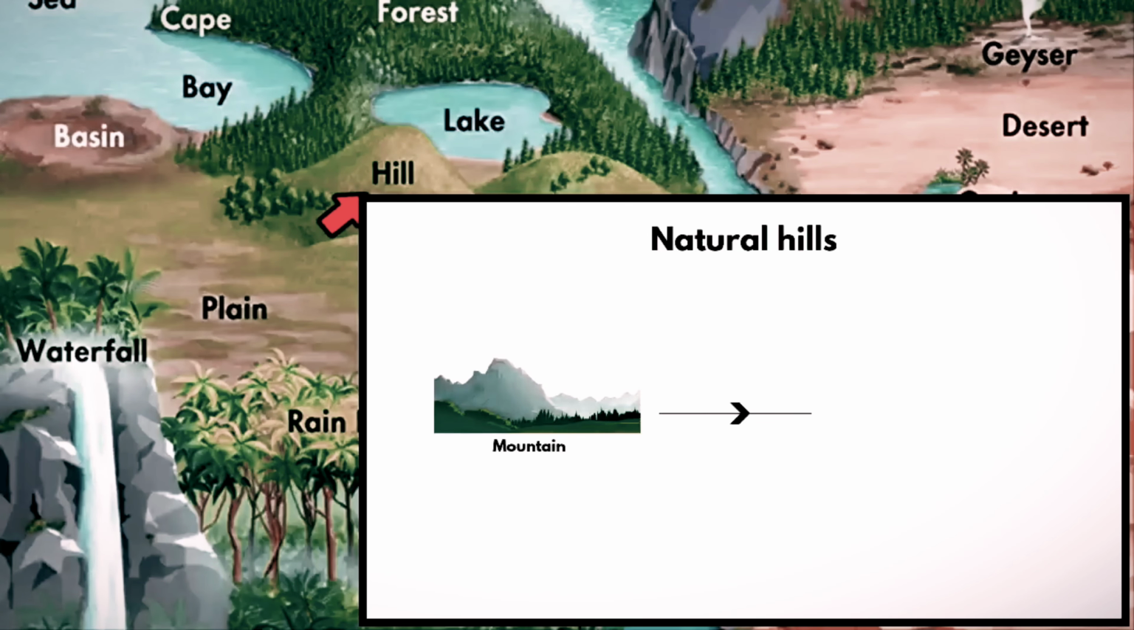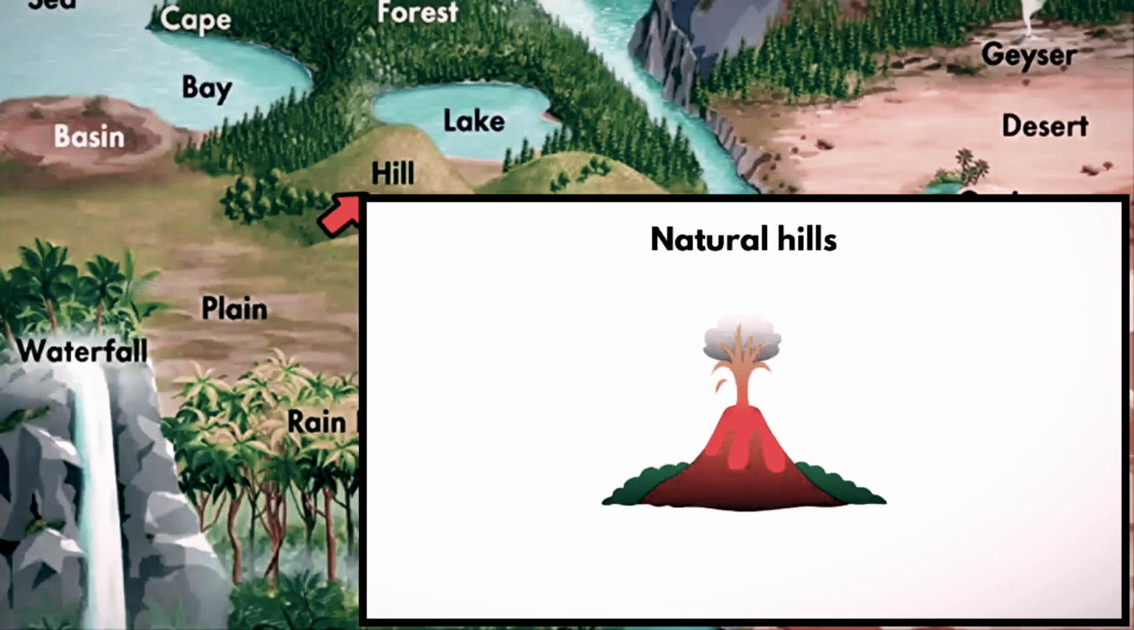Hills can be created by erosion. A mountain which is bigger than a hill can be worn down by erosion. What I'm trying to say is, hills may have once been mountains that were worn down by erosion over many thousands of years. Hills can also be formed due to volcanic eruption.